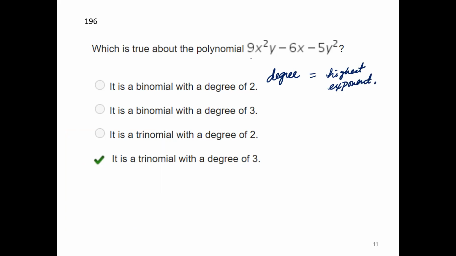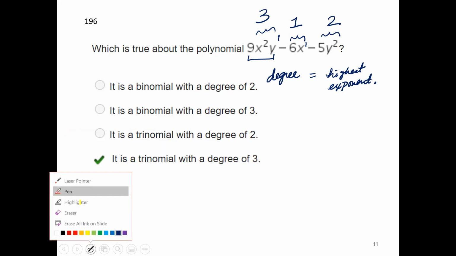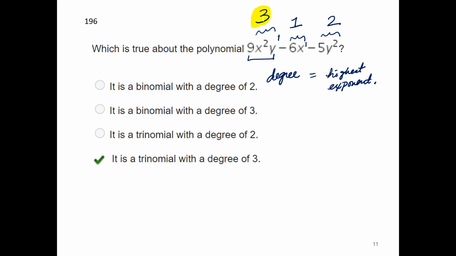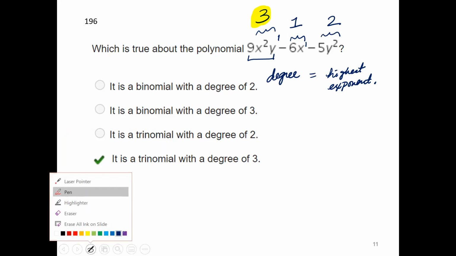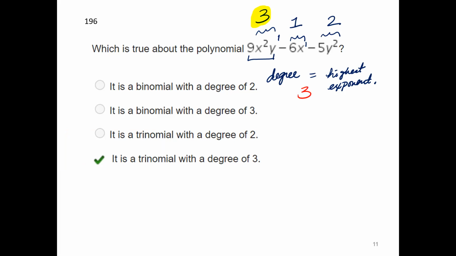Do you see how the first term right here, there's a 1 by the y? So what's 2 plus 1? 3. This one here just has a 1, so that's a 1 degree. This one here is just y to the second power, so that's a degree of 2. So if you look at this, which one has the highest degree? I would say 3 is the highest, so your degree is equal to 3. So it can't be A and it cannot be C.